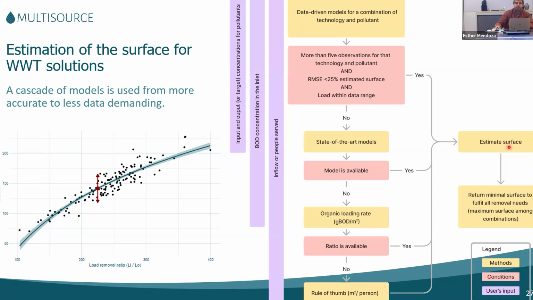So we estimate this surface for all the combinations of solutions and pollutants. So we can estimate the surface for BOD, but also for COD, for total nitrogen and for ammonia, which are the usual pollutants used to design solutions. And from all these combinations, we return the minimal surface to fulfill all the removal needs. So that is, if a solution needs more surface to remove the total nitrogen needs of the user than for the organic matter, we return the surface that is needed to remove the total nitrogen. I don't know if I'm being clear on this, but okay, this is the idea.